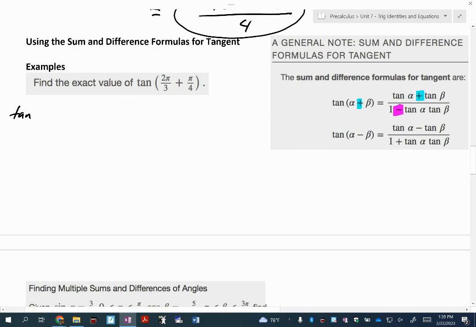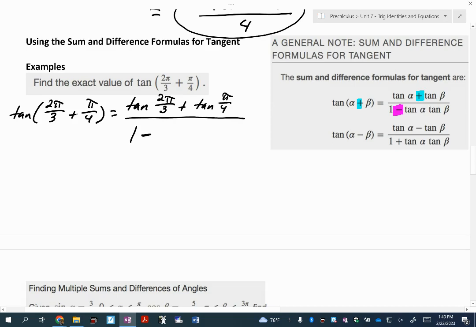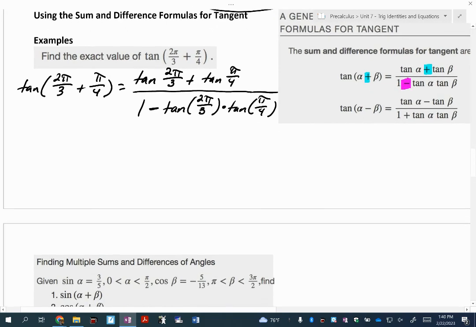All right, so the tangent of 2 pi over 3 plus pi over 4 is equal to the tangent of 2 pi over 3 plus the tangent of pi over 4, all over 1 to the opposite sign, minus the tangent of 2 pi over 3 times the tangent of pi over 4. All right, so let's see what that becomes. So 2 pi over 3, that's going to be in the second quadrant, so it's going to be a negative. My reference angle is going to be pi over 3. 3 pi over 3 minus 2 pi over 3 is 1 pi over 3.